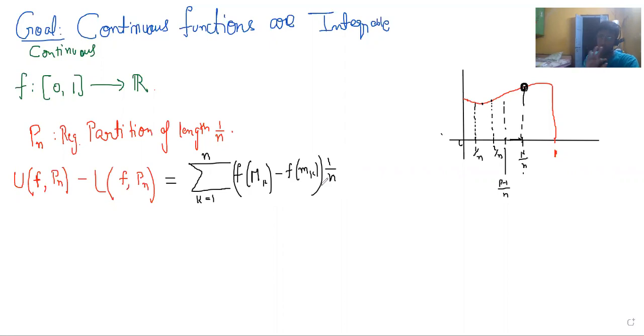Remember, this is a finite summation. At every point, it's a finite summation. Although if you allow for infinite summations, then you can do anything. At every point, it's a finite summation. Given any epsilon greater than 0, show that there exists n such that Un minus Ln is less than epsilon.